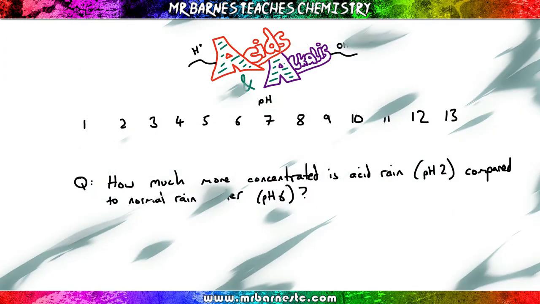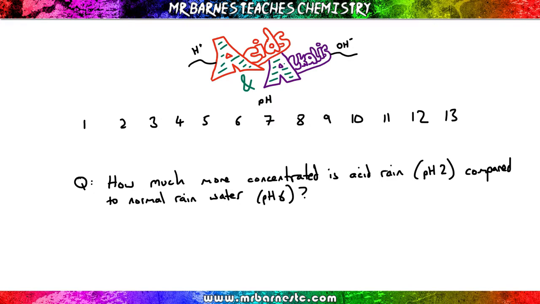Now the way you'll see that in a question could be something like, how much more concentrated is acid rain, which has a pH of 2, compared to normal rainwater, which has a pH of 6? So all you do is you find out the difference in the pH. So what's it gone down by? 4. So that's 10 times 10 times 10 times 10. Put that into your calculator, it comes out to 10,000. So it's 10,000 times more concentrated.